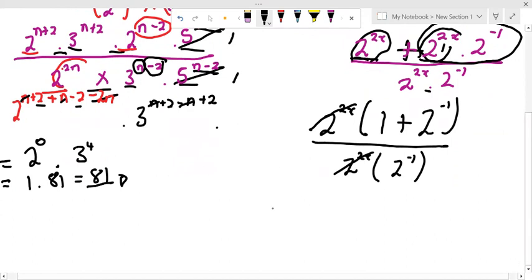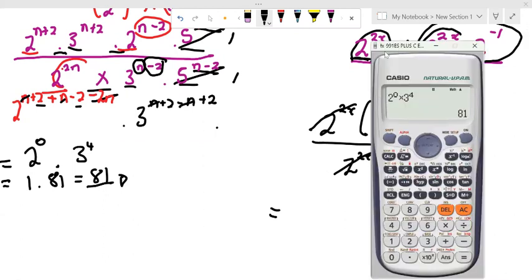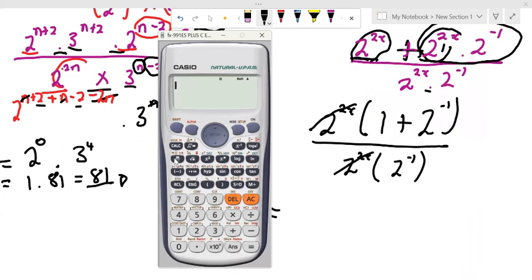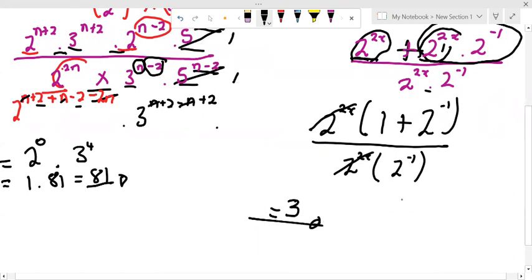Now, if those two divide each other, then we can go and use our calculator and say if we have a fraction, so we'll put the fraction and then we'll have 1 plus 2 to the power of minus 1 all over 2 to the power of minus 1. And then we say equals to, it says that our answer should be 3. And then we'll come and write our 3 here.